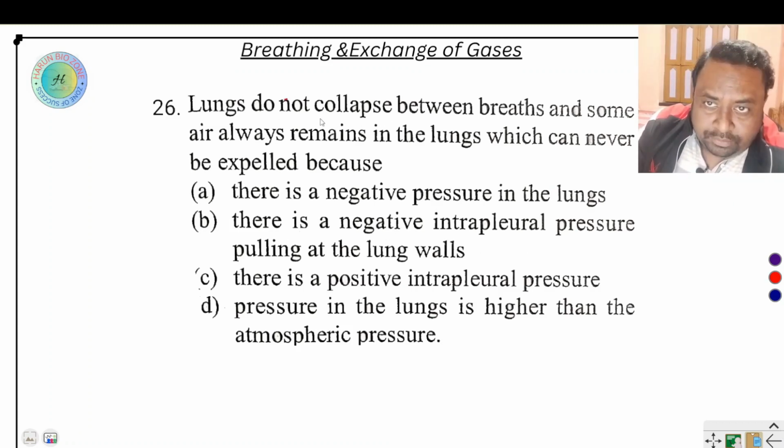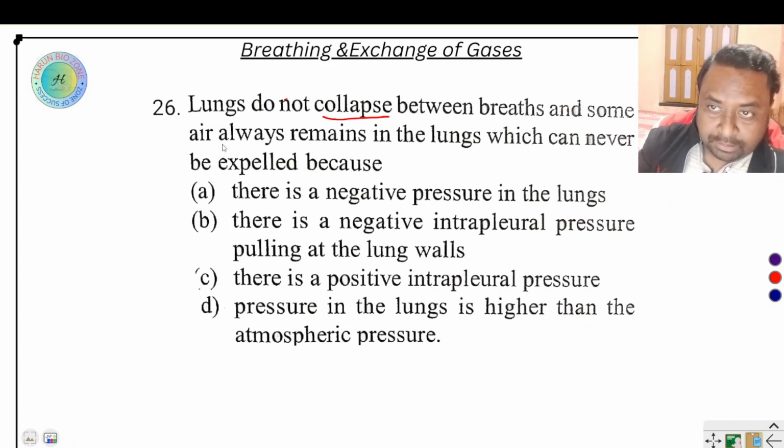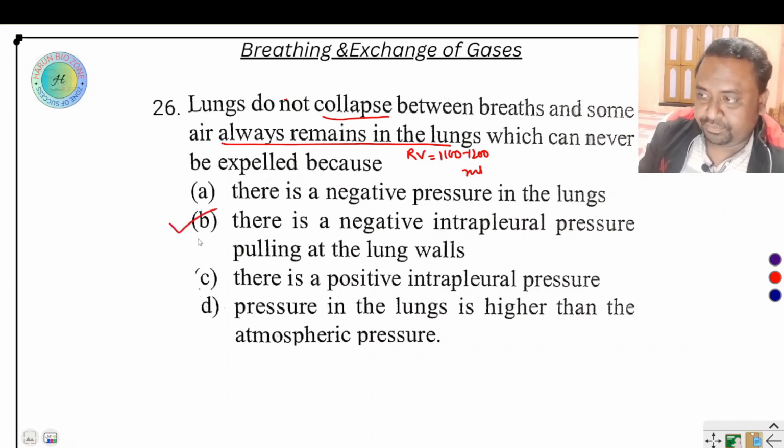Lungs do not collapse. Between breaths and sums, air always remains in the lungs. That is called residual volume. That amount is 1100 to 1200 ml, which can never collapse because there is a negative intrapleural pressure pulling on the lung wall. This is the correct option.